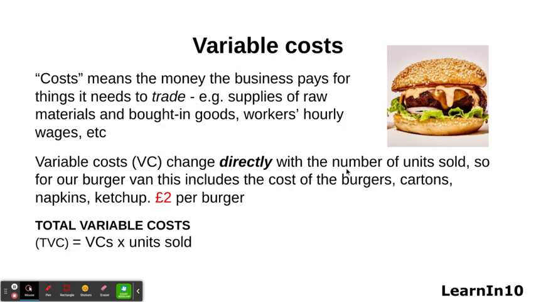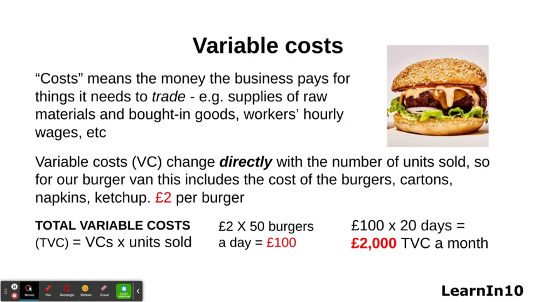Your total variable costs are these variable costs per unit of output, but crucially multiplied by the number of units sold. So in this case, it's unlikely that there would just be £2 per day or per month or per year, whatever. It would be £2, but only if that business were just to sell 1 burger. So if it sold 50 burgers a day, that would be £100 variable costs per day in total. That's the £2 times 50 burgers. And in a typical 20-day trading month, that would leave us with £2,000 total variable costs.